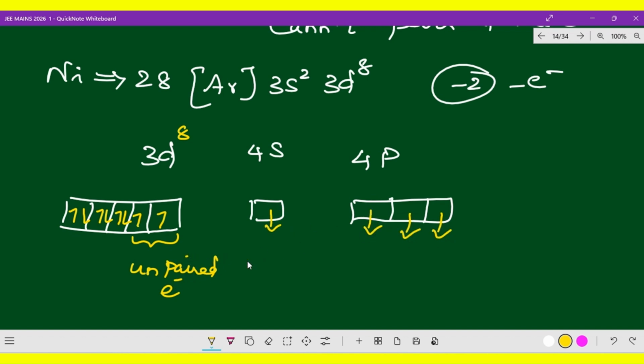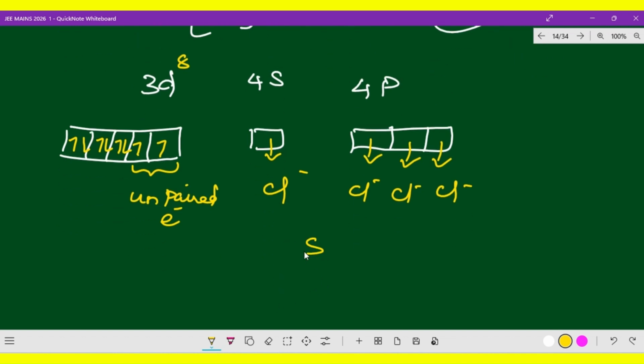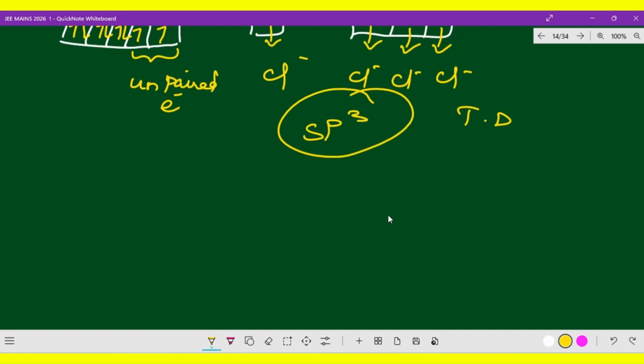Now here the empty orbitals are for what purpose? To be filled by the ligands. What is that ligand? Cl minus, chloride ion, four of them. How many actually? sp3 hybridization. Actually, it is sp3: s orbital, 3p orbitals. So sp3 is tetrahedral, you know very well. Now we are going for the hybridization. It is tetrahedral.